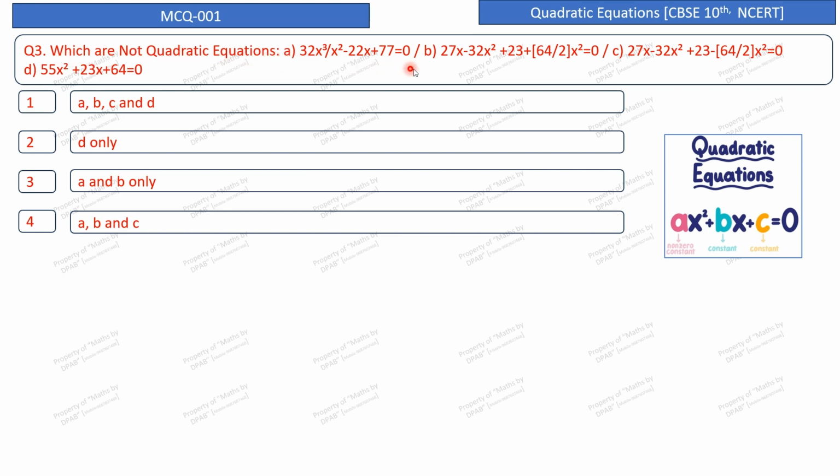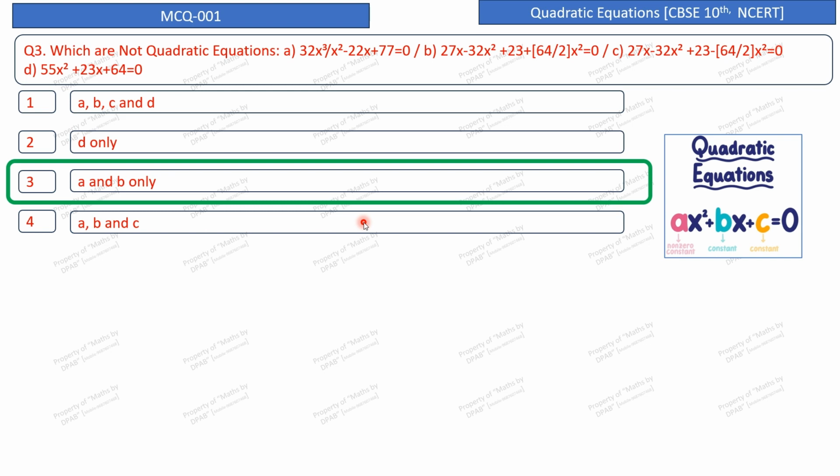So you have equation A, equation B, equation C, equation D. Please pause this video and try to answer this. Now I'm going to give you the answer. The answer is A and B only. Equation A is 32x cubed by x square minus 22x plus 77 equal to 0.